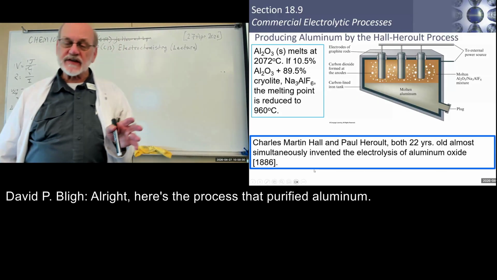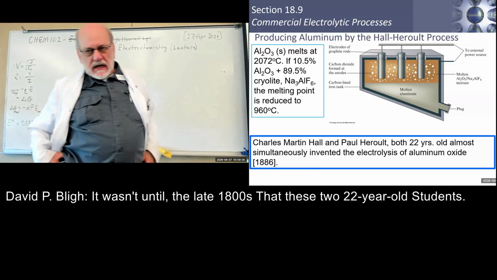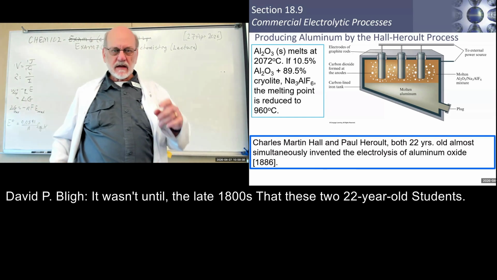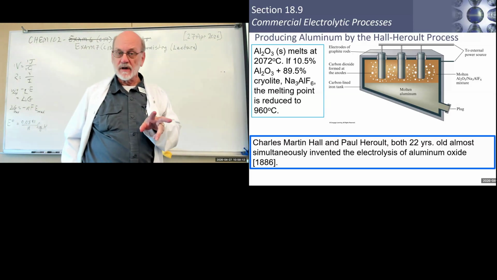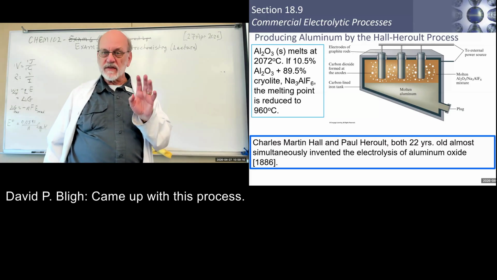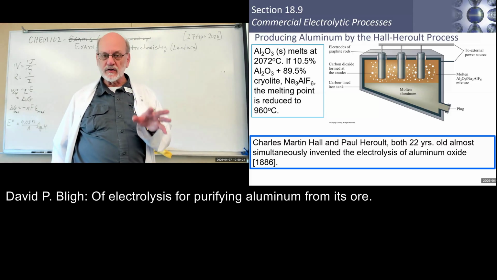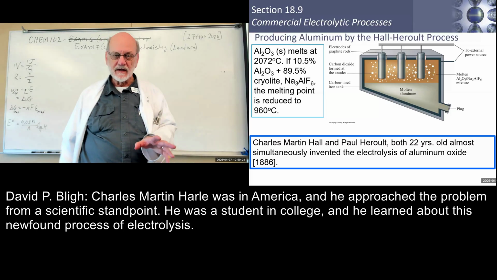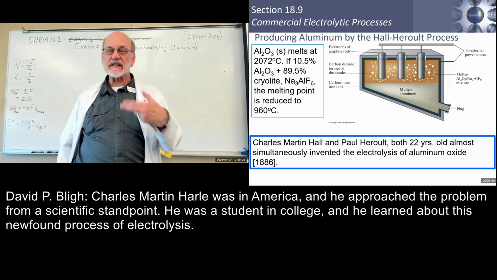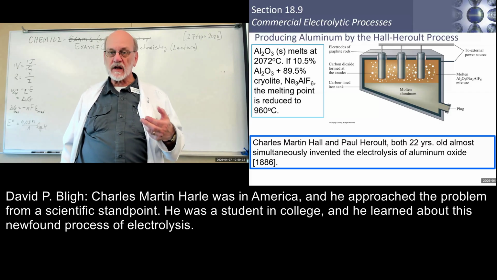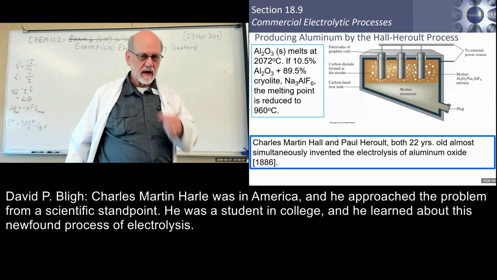All right, here's the process that purified aluminum. It wasn't until the late 1800s that these two 22-year-old students came up with this process of electrolysis for purifying aluminum from its ore. Charles Martin Hall was in America, and he approached the problem from a scientific standpoint. He was a student in college, and he learned about this newfound process of electrolysis.